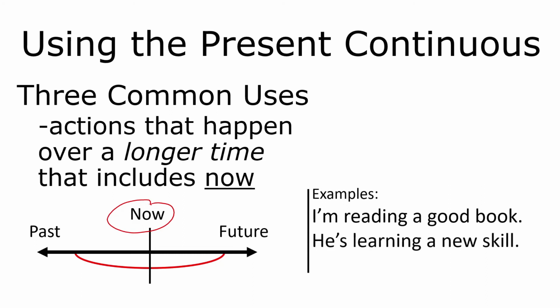Next, he's learning a new skill. Well, he might be studying it right now, or he might be practicing and learning and going to lessons. He's maybe been doing that for a few weeks or a few months. It's something he's doing over the longer now, not the immediate now. And finally, we're enjoying the summer. Well, the summer doesn't happen on one day. It happens over a longer period. Right now, we're enjoying it. Okay, so we have to be a little bit flexible with our idea of the word now.